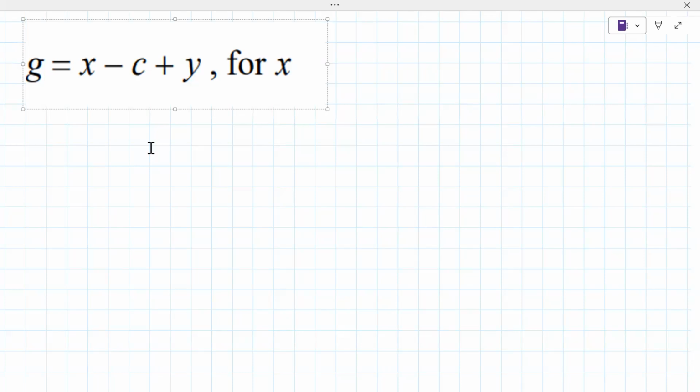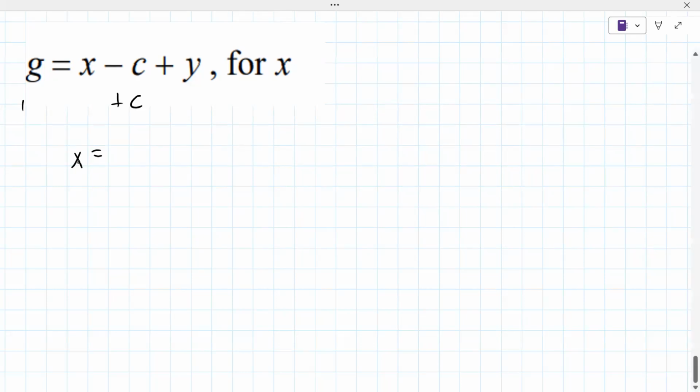Give this one a try, please. You're solving for X. Make sure you undo those operations correctly. You undo subtraction with addition, addition with subtraction. X equals negative C plus G plus Y.